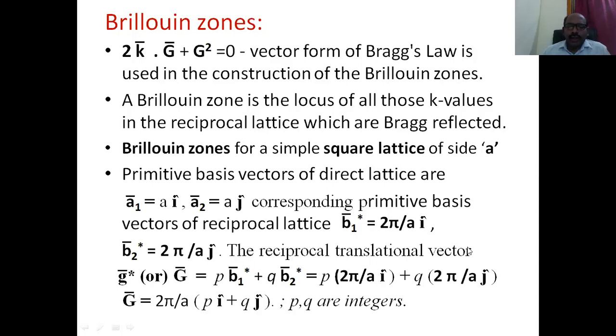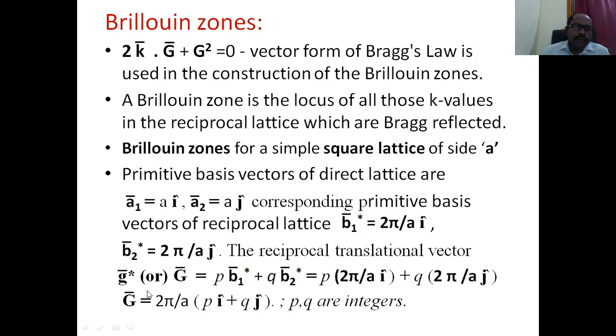So the translation vector, also called the lattice vector, is the addition of basis vectors: p times b1 star plus q times b2 star. Here p, q are integers. We saw the translation vector in direct lattice also, where it was represented with capital T bar. Here we are representing it with capital G bar, as in some other books.